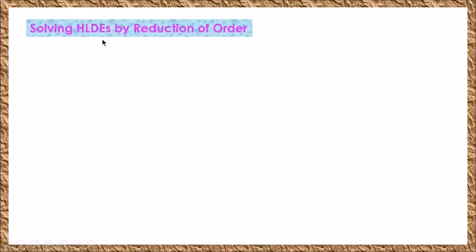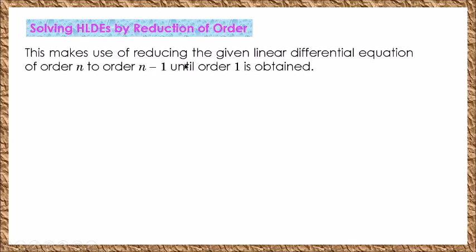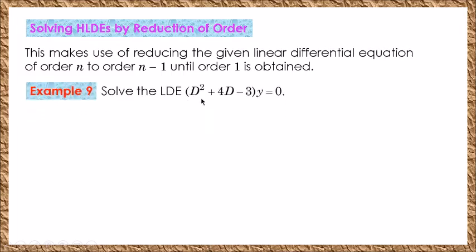Solving homogeneous LDE by reduction of order. So this makes use of reducing the given linear differential equation of order n to order n minus 1 until order 1 is obtained. Solve the LDE, D squared plus 4D minus 3 applied to y equals 0.